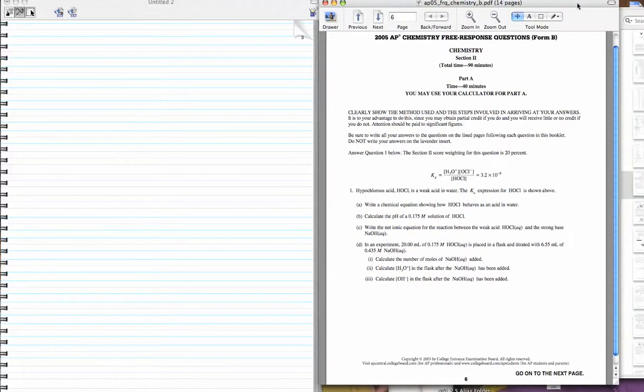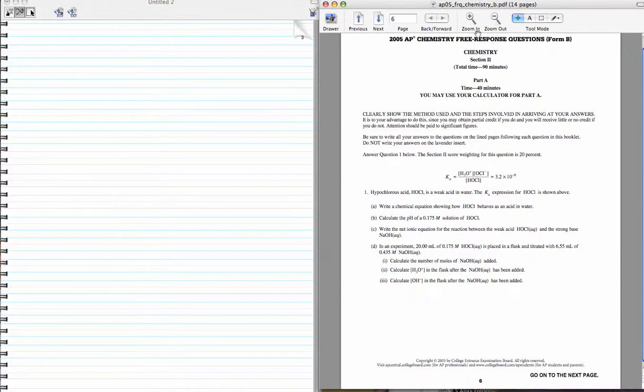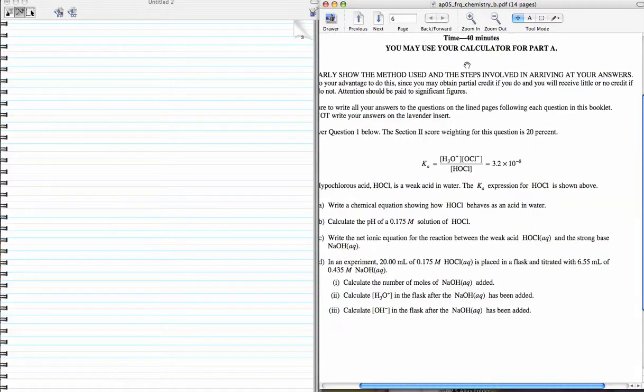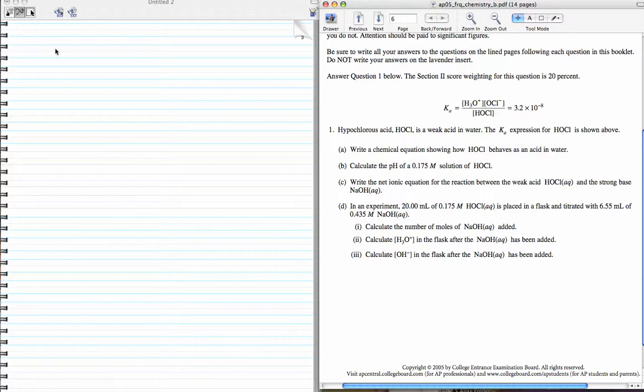Okay, so this again is an acid-base equilibrium problem. This one's a little bit different than some of the ones we might be used to, but we can still work on it pretty well. In this one, they've given us the Ka. They've already given us the equilibrium expression and the Ka value. Where normally they give us an equation and ask us to come up with the equilibrium expression, they're going the other way around. They've given us the Ka, and now they want us to write a chemical equation.